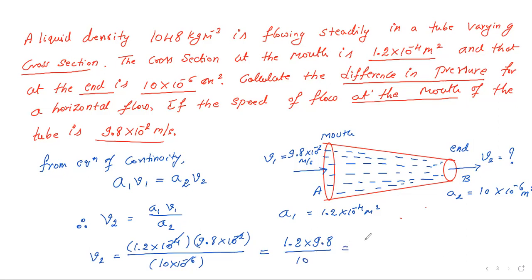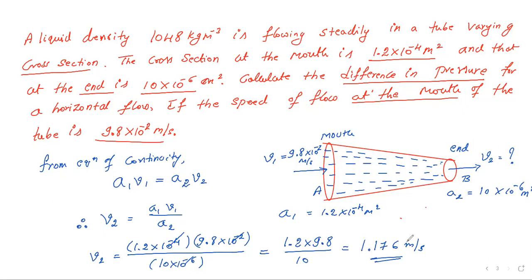So we get around 1.176 meter per second. The V2, the speed of the liquid at the other end, will be 1.176 meter per second, which is quite higher compared to the mouth. At the mouth, you can consider it as 0.098.